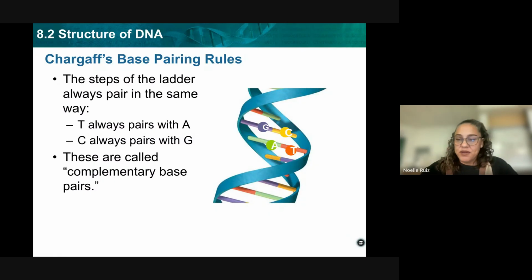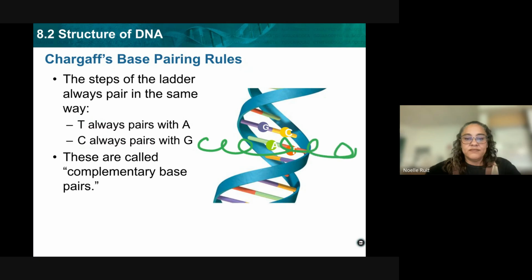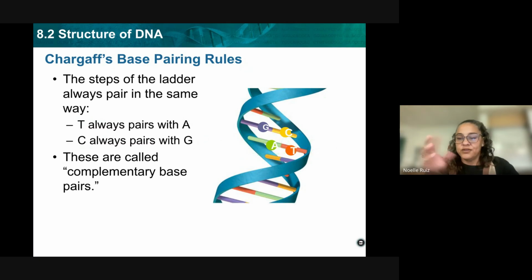And then Chargaff's base pairing rules. So the steps of the ladder always, always, always pair in the same way. T always pairs with A, and C always pairs with G. And the best way I've found to remember this is T and A. Those are the straight letters. They're made of straight lines. And then C and G are the curly letters. So the curly letters stick together, and then the straight letters stick together.